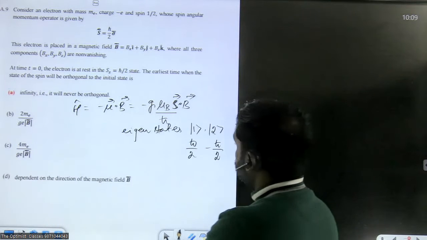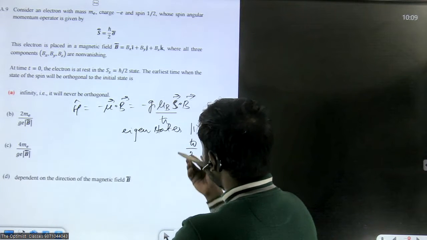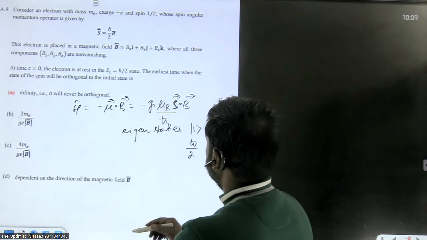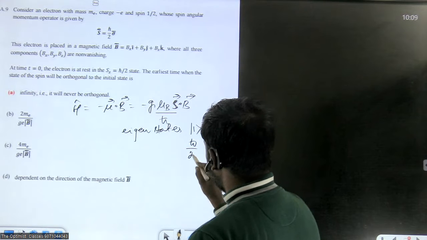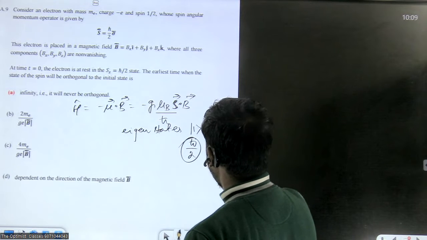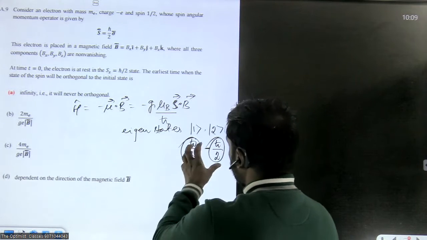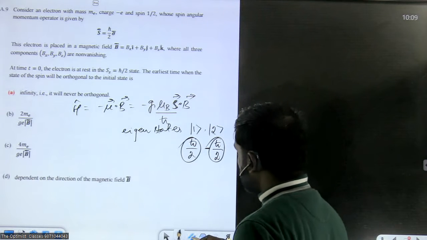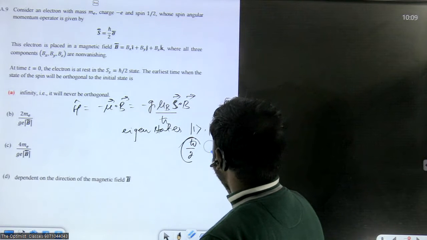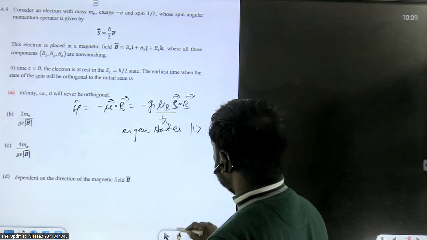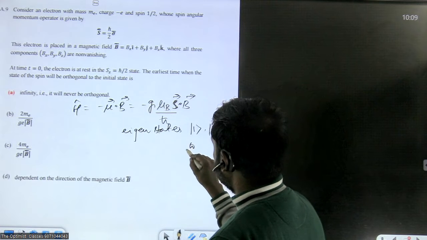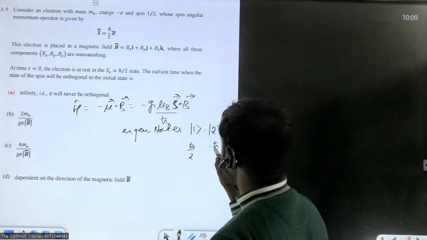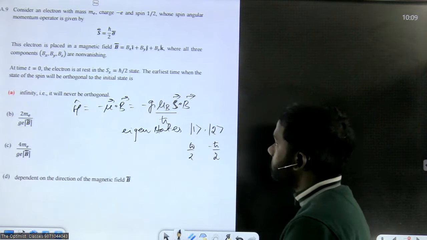These are angular momentum states actually, corresponding angular momentum states. So suppose these are two eigenstates of the Hamiltonian with corresponding angular momentum h bar by 2 and minus h bar by 2. All right.